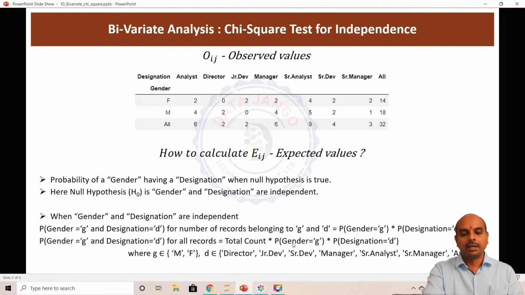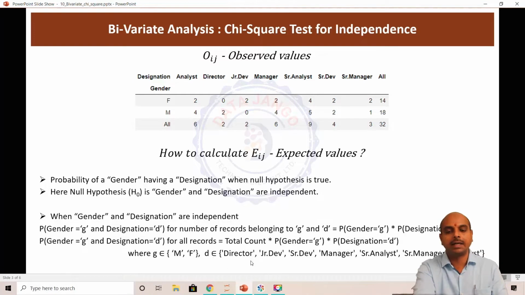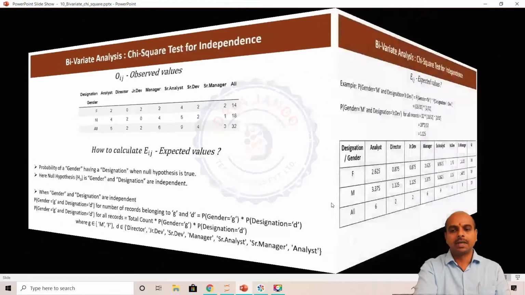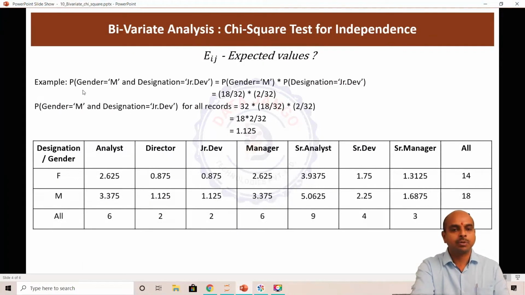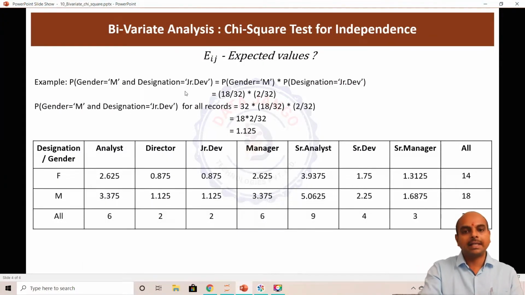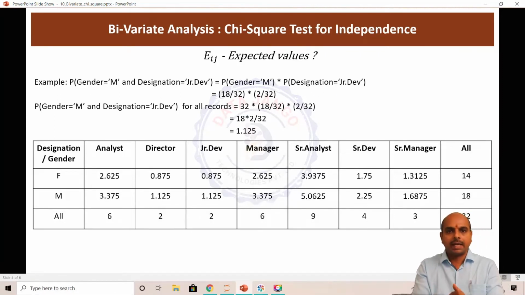Where G has got M and F, 2 categories, and D has got director, junior developer, all the distinct values in the column. Okay, so let us see how exactly we calculated that. The probability of gender being male and designation being junior developer can be calculated as the probability of gender male into the probability of designation junior developer, because we are calculating the probability when the null hypothesis is true. When the null hypothesis is true, gender and designation are independent. You can multiply the individual probabilities and calculate the combined probability.